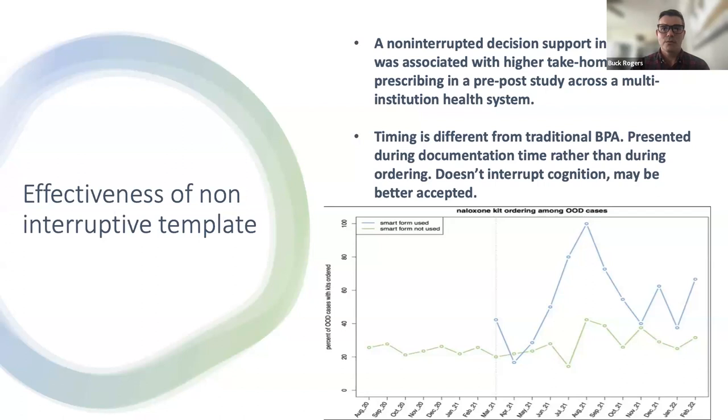So here's a graph that is showing the higher increase of ordering these overdose kits when the non-interruptive smart form was used for documentation. These are higher take-home naloxone prescribing in a pre-post study across a multi-institutional health system, which in this case was MUSC. So the difference is, the timing's a little different with this non-interruptive BPA. It happens at the end when the clinician is looking at their note, and doesn't interrupt them during the workflow. So it doesn't interrupt the cognition. We found that it was better accepted in this case. Next slide, please.